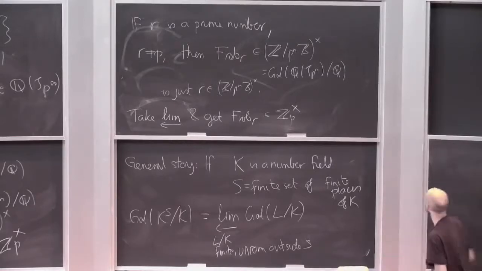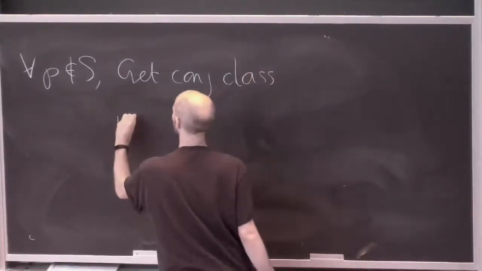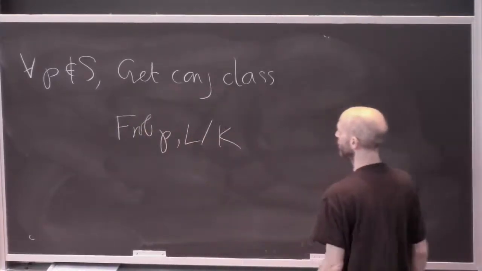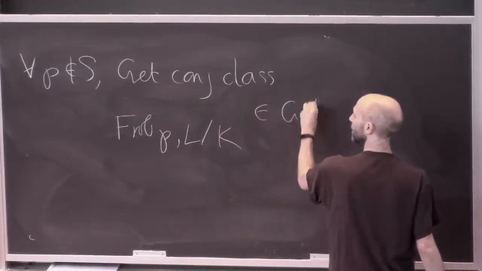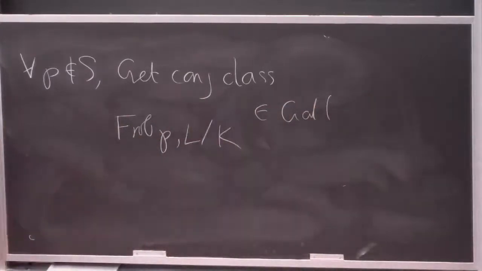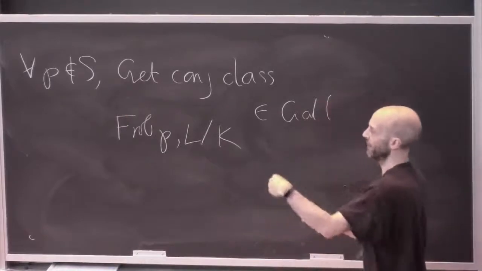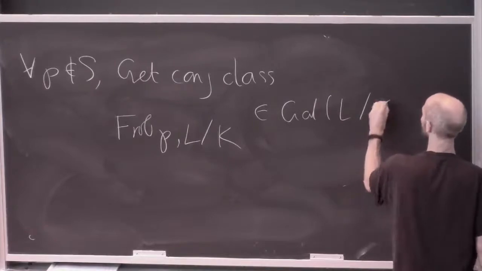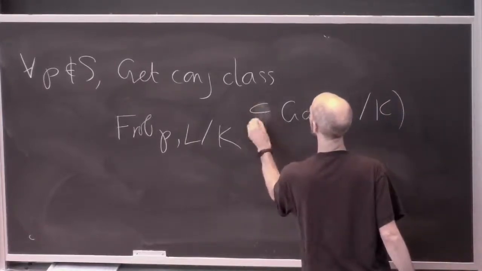Finite, unramified outside S, and then for all primes curly P not in S, we get a conjugacy class Frob_P, if you like, for L over K, just to be clear, living in Gal. Oh, this is Galois, or else I can't make sense of Galois. It's all right for a random finite extension; you just replace it with the Galois closure. Frob of L over P lives in Gal(L over K). No, conjugacy class.